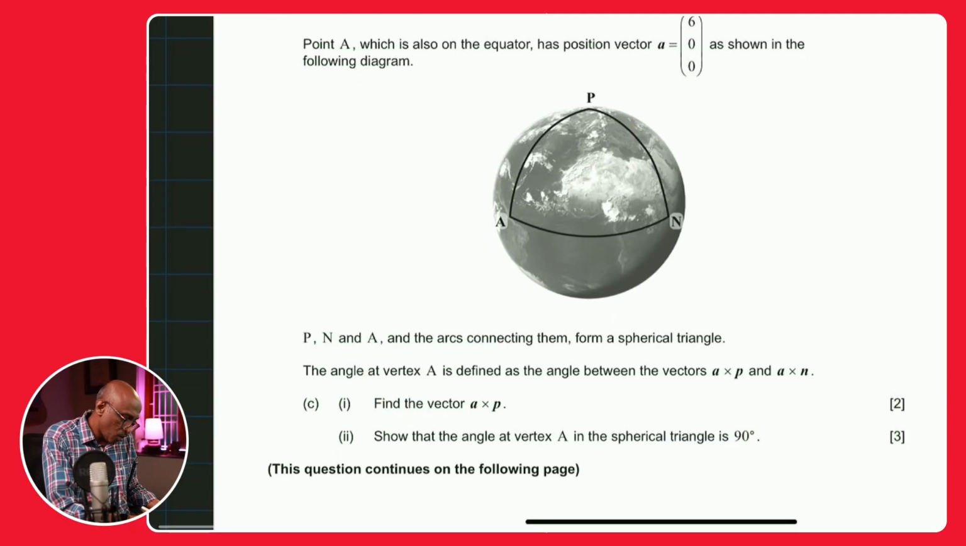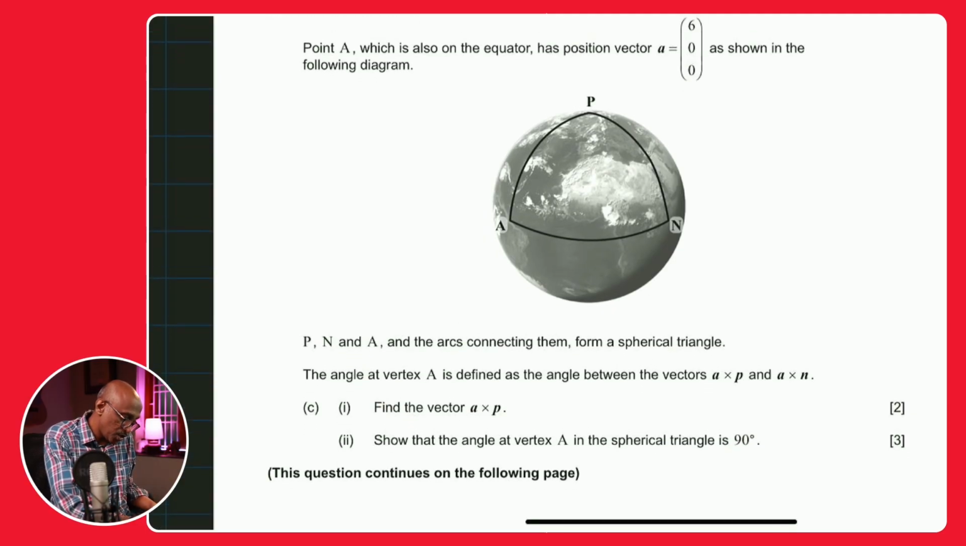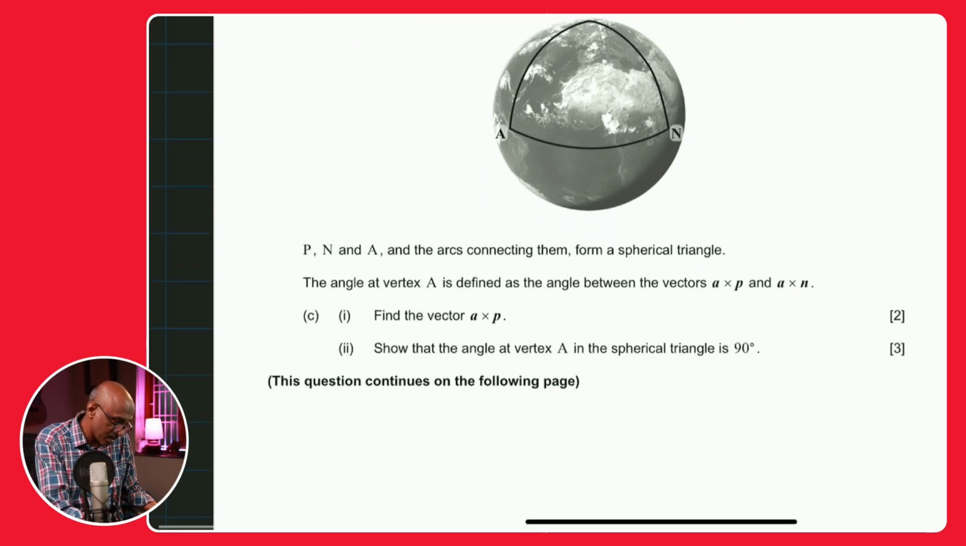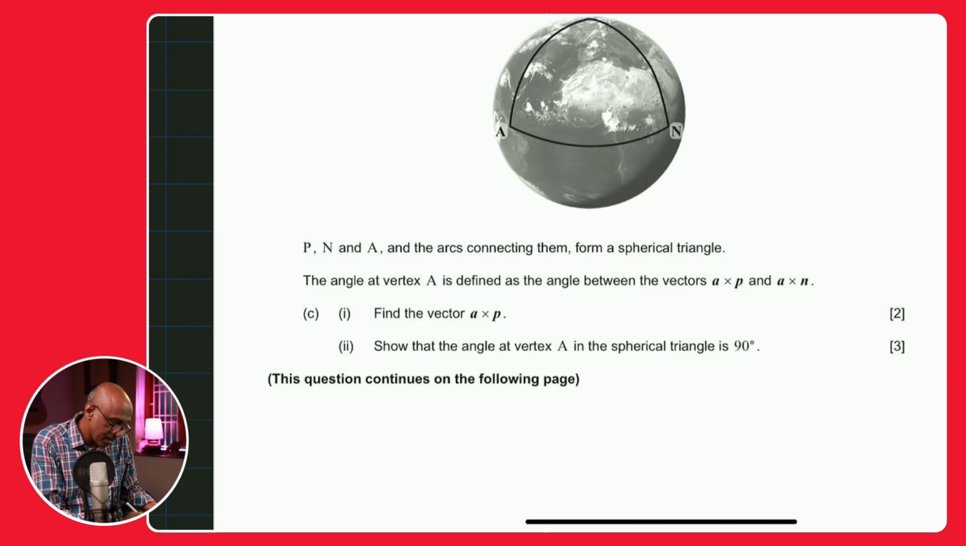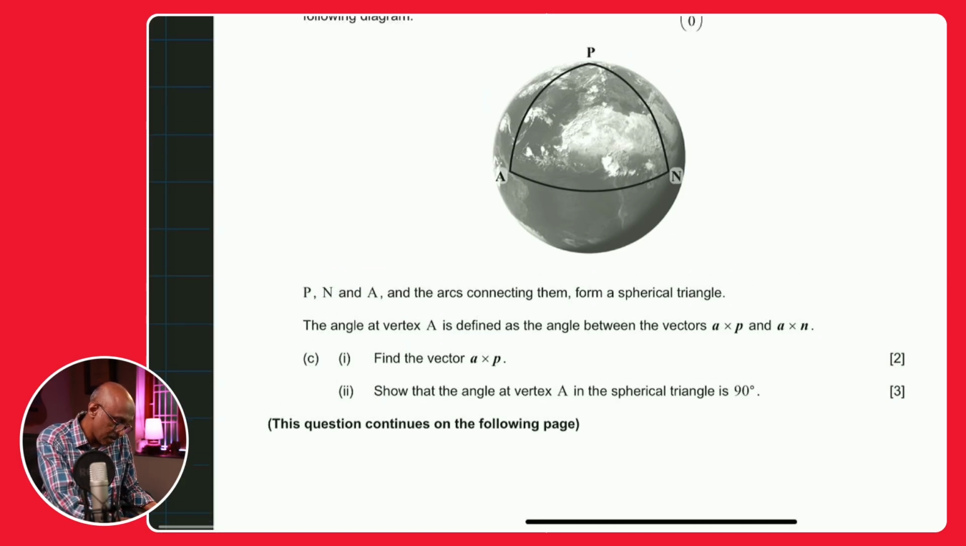Point A, which is also on the equator, has position vector A bar. Remember, you have to read it as A bar, and write it as A bar, 600, as shown in the following diagram, P, N, and A. So this is point A, which is given here. And what are we given? That P, N, and A, and the arcs connecting them form a spherical triangle. The angle at vertex A is defined as the angle between the vectors A cross P and A cross N.